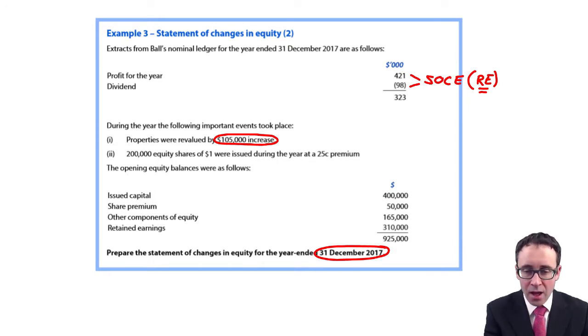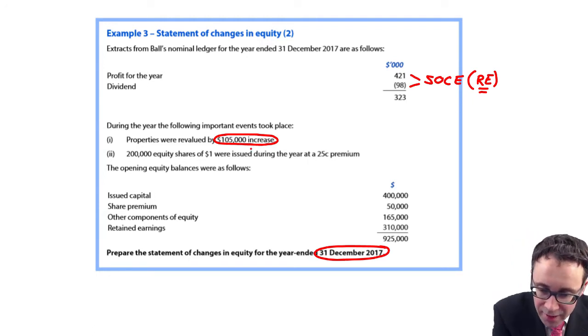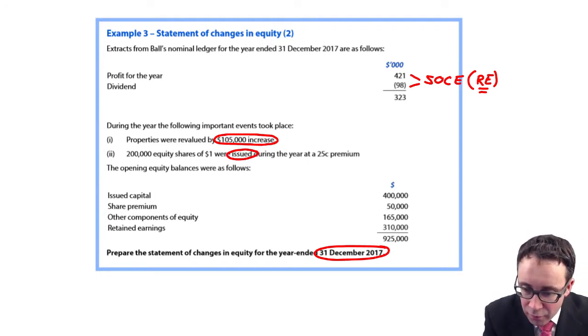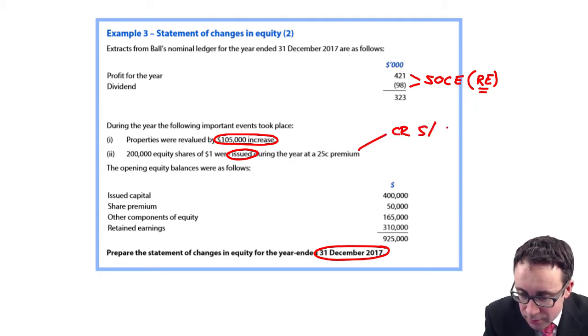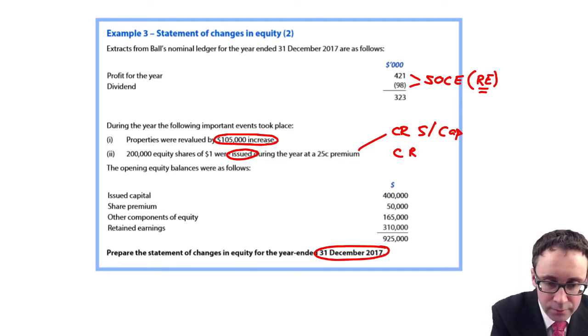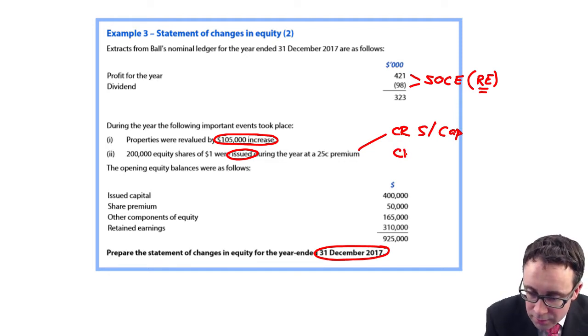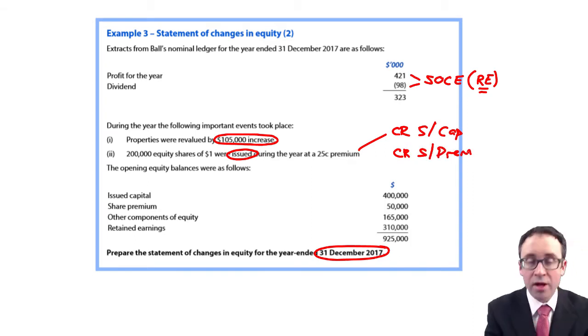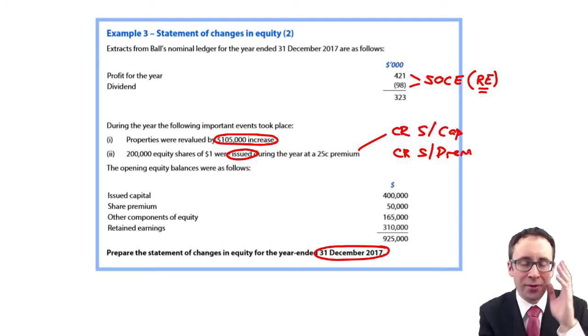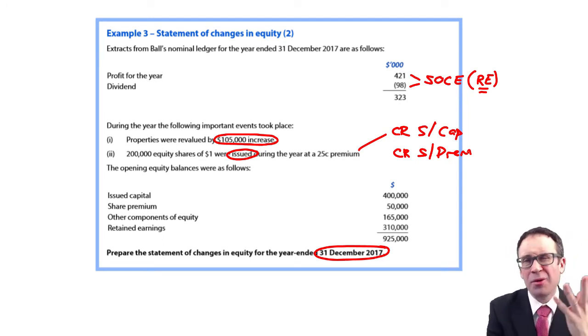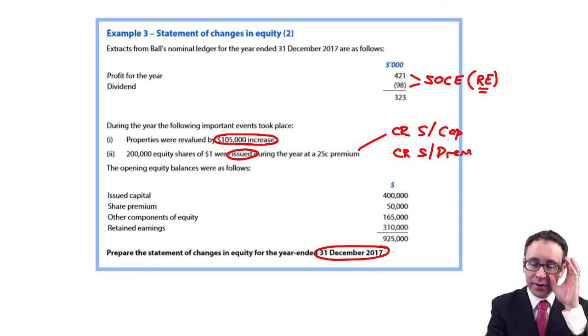There's 200,000 equity shares of $1 issued at a premium. So we have an issue of shares. Therefore, we will need to go through there and see what we're going to credit share capital with, and credit share premium. Okay, you can possibly do that for now. Do it by yourself if you want. I will do it in a moment, so fear not.